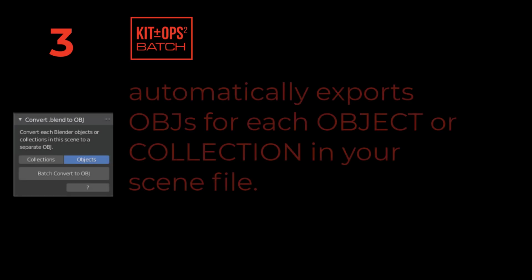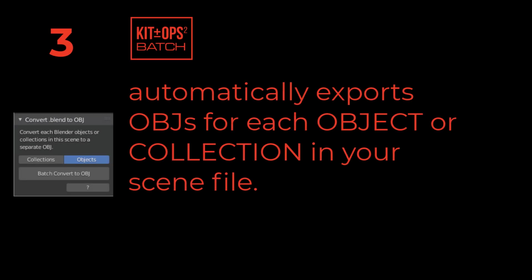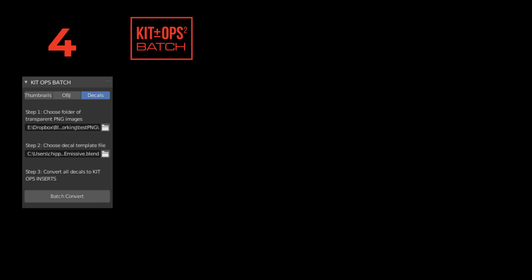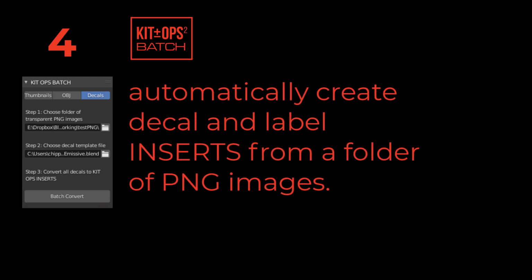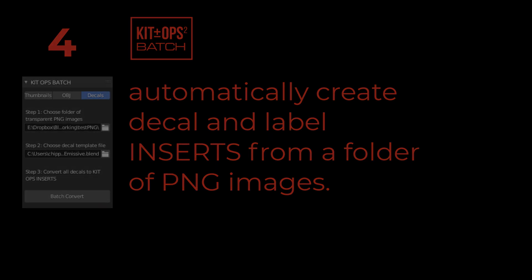And number 3, it can export an existing Blender scene file into either separate OBJs for each object or separate OBJs for each collection. And finally, number 4, Batch will now process a folder full of transparent PNGs to create labels which can easily be applied to both flat and curved surfaces.